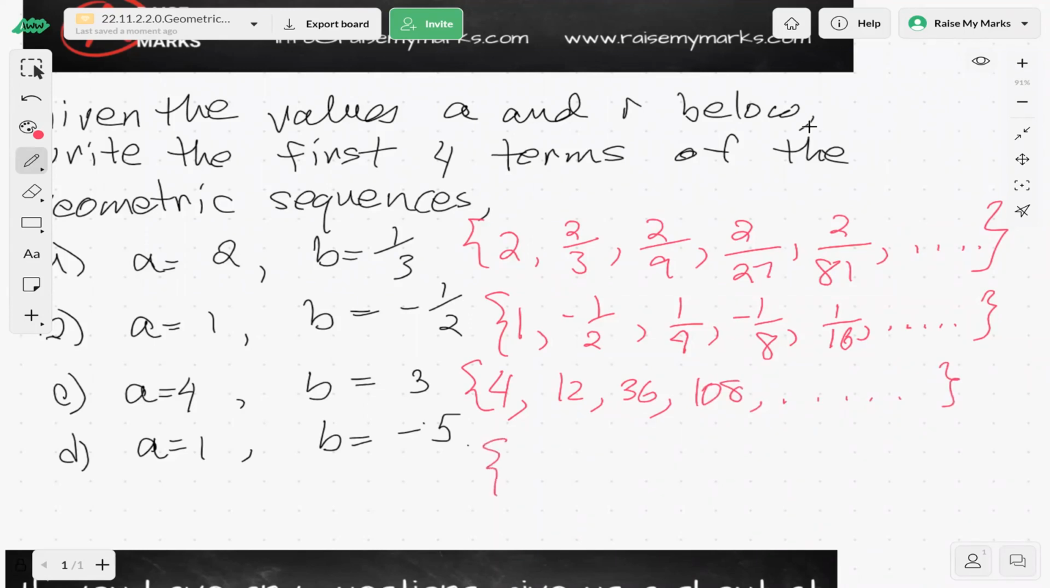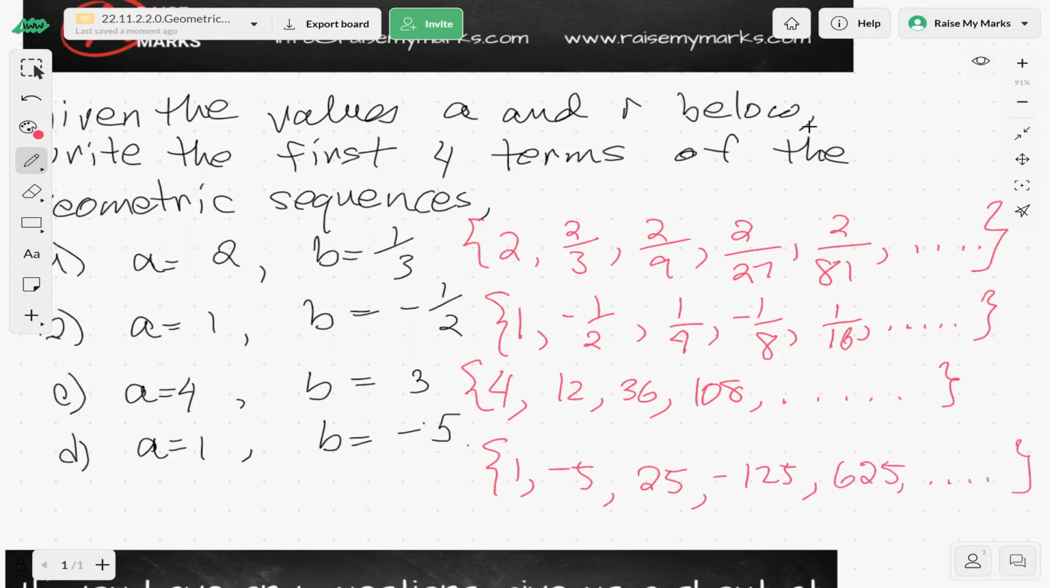Last sequence, our fourth one. First term is 1. Second term, -5. Third term, 25. Fourth term, -125. Can we do one more? Fifth term, 625. Great.